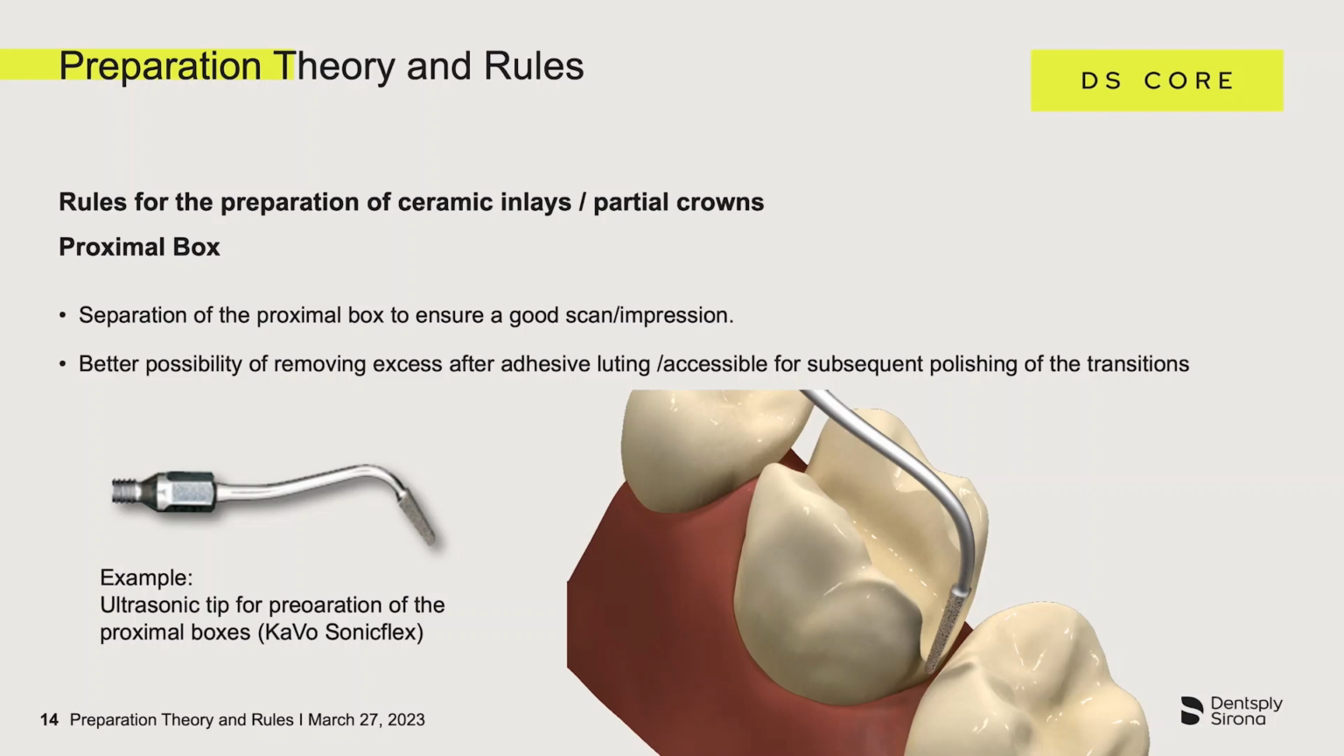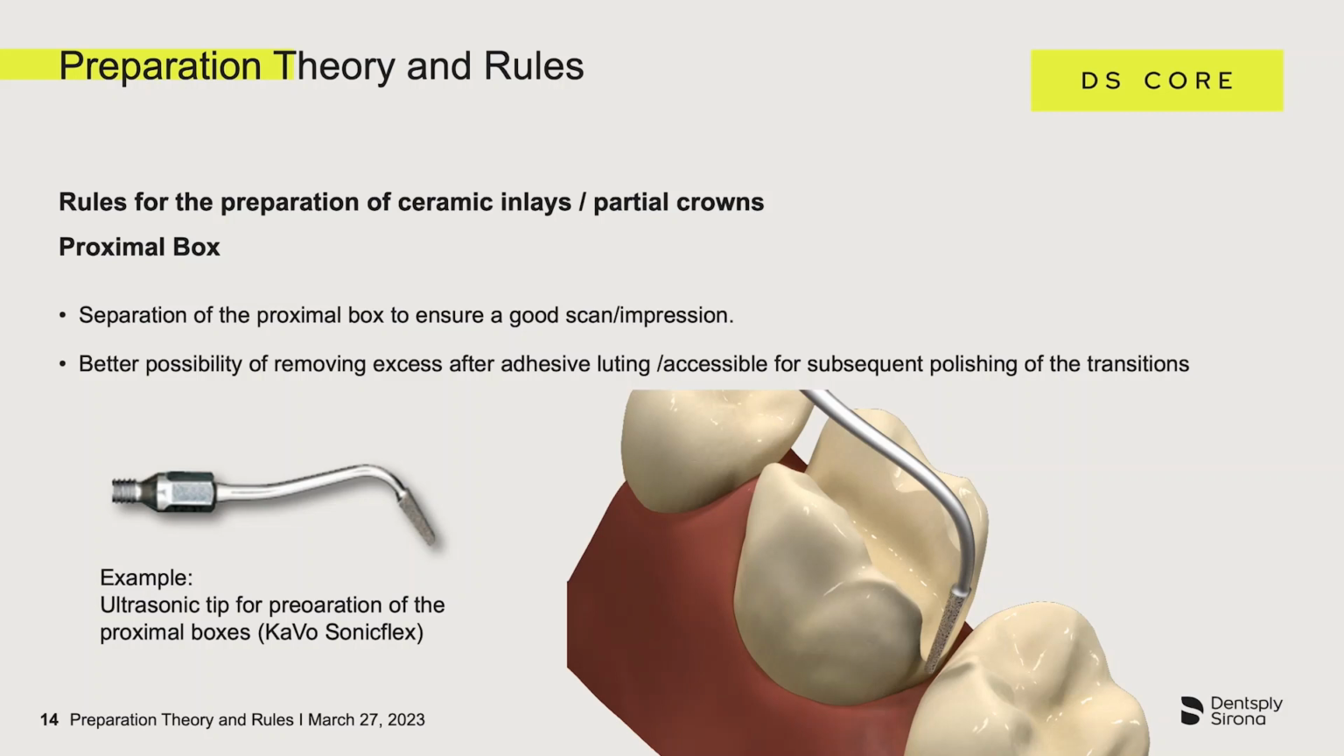Furthermore, you have a better possibility of removing excess after adhesive cementation and the accessibility for the subsequent polishing of the ceramic tooth hard substance transitions. For occlusal preparation, rotary instruments are optimal and effective. However, this is different when we work on the proximal area.